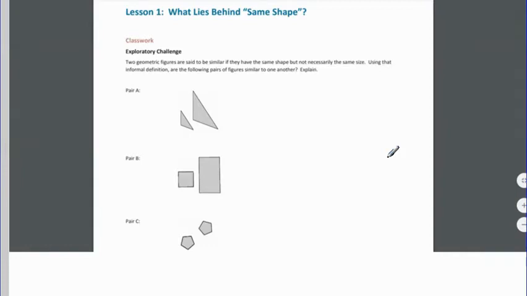So the question says the two geometric figures are said to be similar if they have the same shape, but they're not the same size. Using the informal definition, are the following pairs of figures similar to one another, and explain. So we'll do the first one together. We're asking if they're similar. So they have to be the same shape, but they do not have to be the same size.